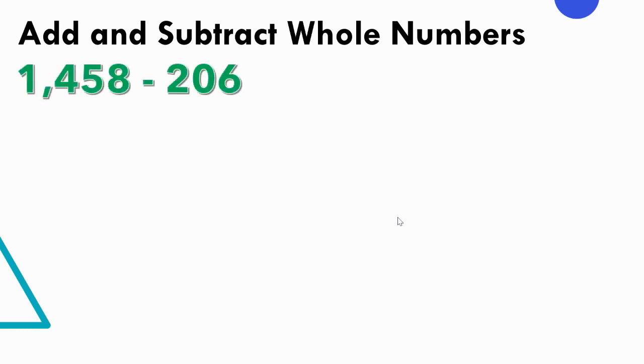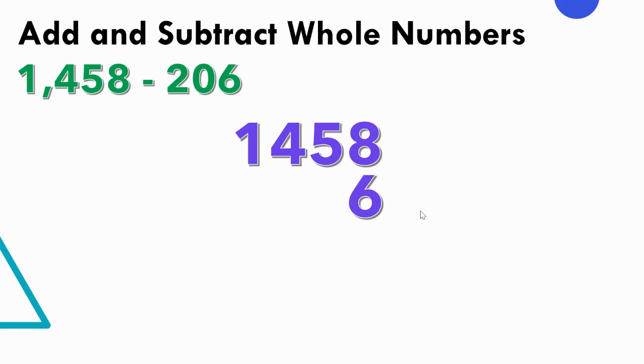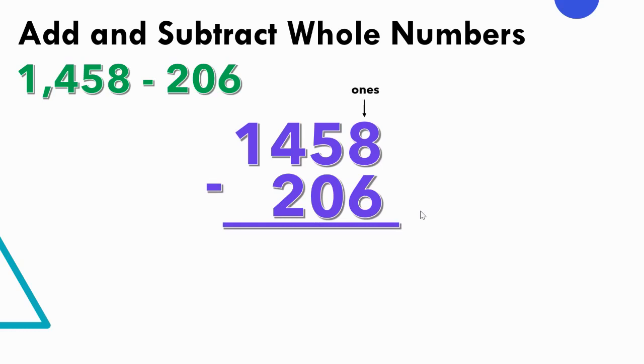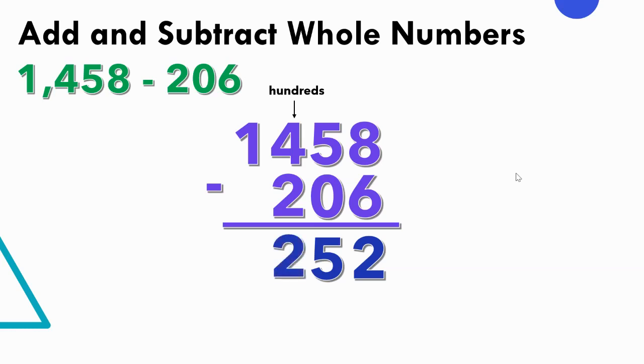Now let's go ahead and try a subtraction problem. 1,458 minus 206. We're going to start by having our first number on top and then putting the second number on the bottom, making sure that we line up the place values. Both the 8 and the 6 are in the ones place, which is why they're one on top of the other. 8 ones minus 6 ones is 2 ones. Now let's move on to the tens place. 5 tens minus 0 tens is 5 tens. In the hundreds place, 4 hundreds minus 2 hundreds is 2 hundreds.